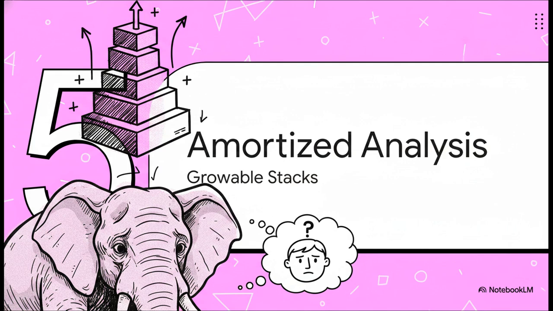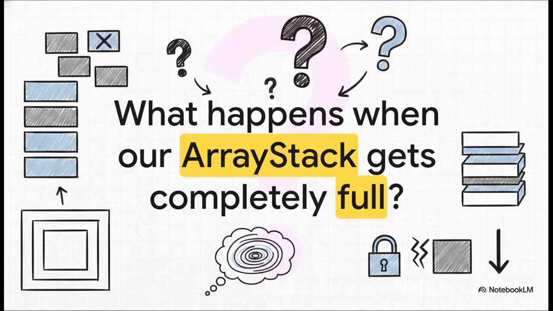Finally, Section 5, Amortized Analysis for Growable Stacks. Okay, we've got to talk about the elephant in the room with our array stack. What happens when our fixed-sized array gets completely full? Standard Java arrays have a rigid, fixed capacity. If we set our array up to hold 1024 elements, what on earth happens when we try to push element 1025? We can't just throw a stack full exception and call it a day.